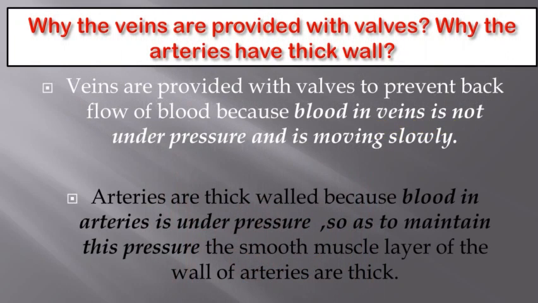Now, why are the veins provided with valves and why do the arteries have thick walls? Let's see, student. Veins are provided with valves to prevent the backflow of blood, because the blood in veins is not under pressure and is moving very slowly. Arteries are thick walled because blood in arteries is under pressure, and to maintain this pressure the smooth muscle layer of the wall of arteries is thick.